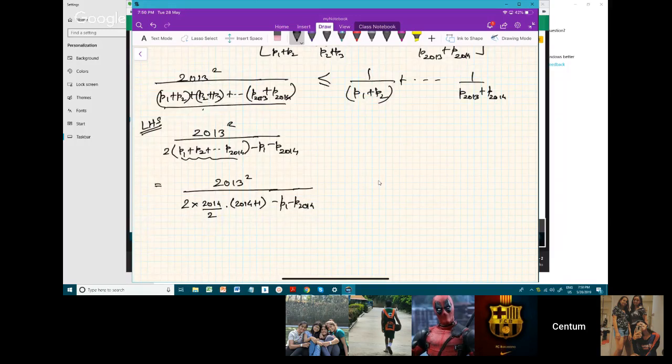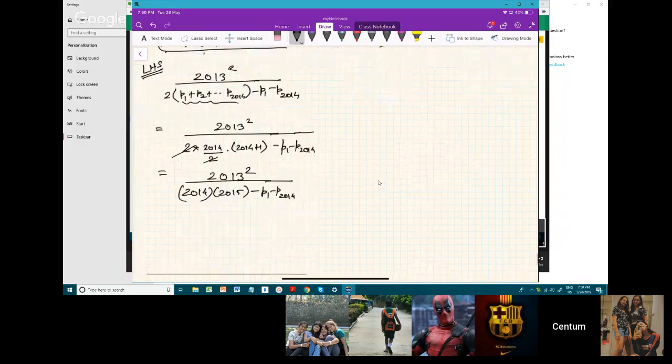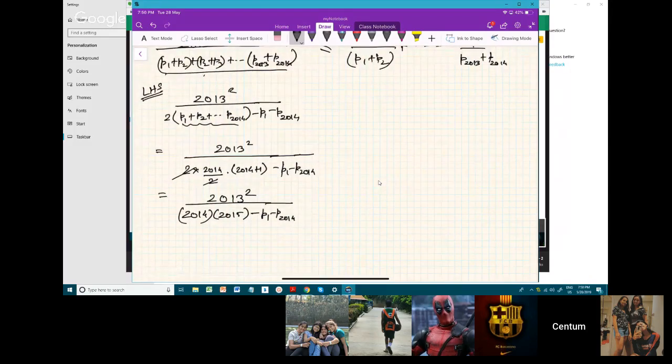Okay. Isn't it? So that means this 2 goes. So it is equal to 2013 squared by 2014 into 2015 minus P1 minus P2014. So far so good. Now if you see this item P1 and P2014, right?